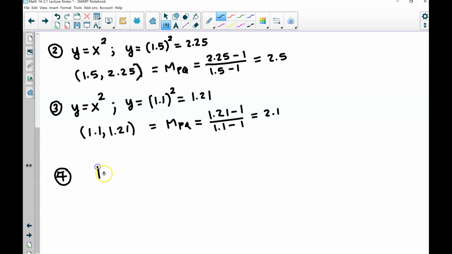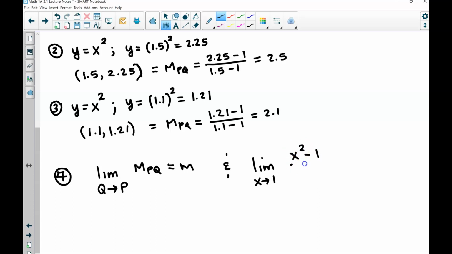We would say that the limit, as Q approaches P, of that slope MPQ is equal to the slope of that line. And we know that the limit as x approaches 1 from the left and the right side of x squared minus 1 over x minus 1 is equal to 2.